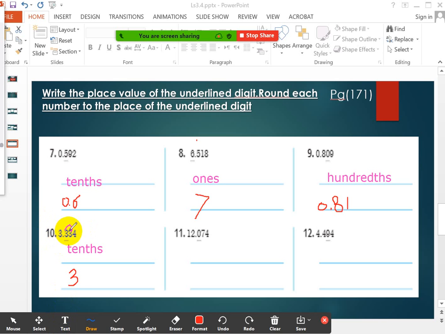What about the digit after it? It will be the same. There's no change. So the number becomes what? I write it again. 3.3. 3 what? 3 tenths. Okay, focus with me, Celine, please. Let's choose another one.